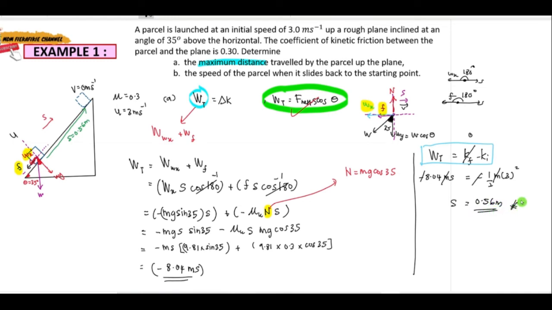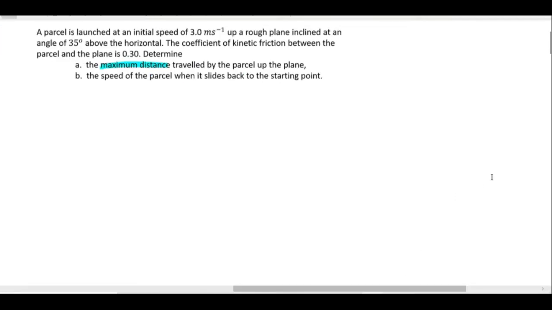Okay, so ada dua cara lah. Awak suka yang mana? It's up to you. Mana yang lebih mudah untuk awak kira. Okay, so finish part A. So, let's look at part B. Okay, so now look at part B.